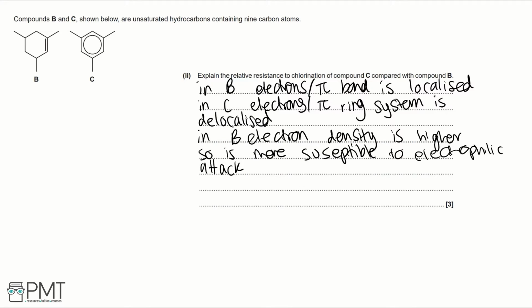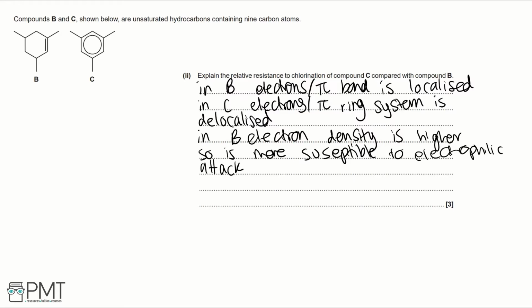you get a mark for saying that in B the electrons are localized or that the pi bond is localized. Here I've written a slash to indicate you can either say electrons or pi bond. Then you get your second mark from saying in C the electrons are delocalized or the pi ring system is delocalized. So again I've written a slash to show you can write either. Then you get your third mark for saying that in B the electron density is higher and that B is more susceptible to electrophilic attack.